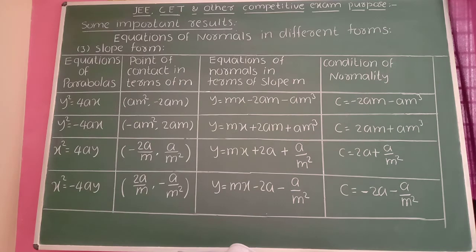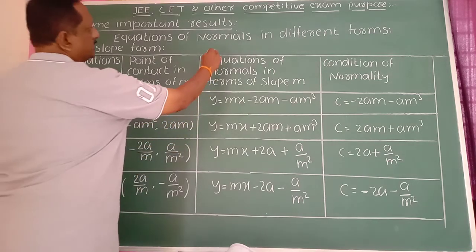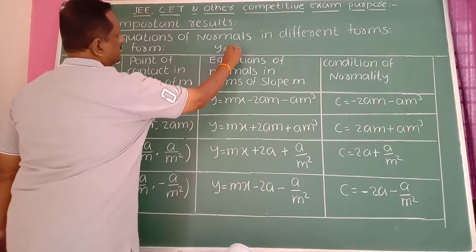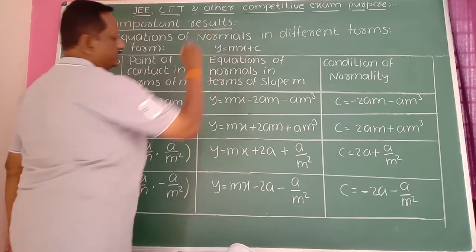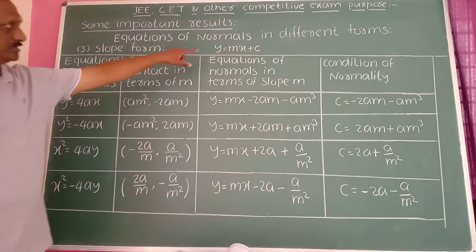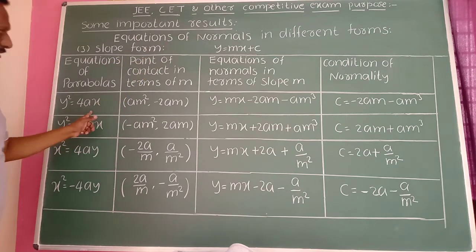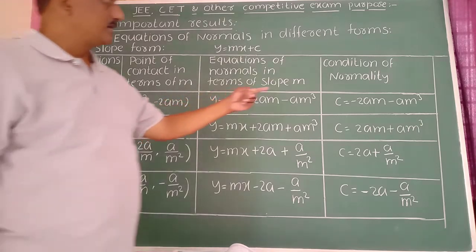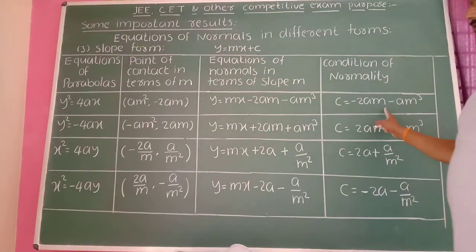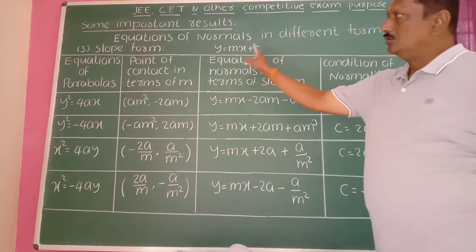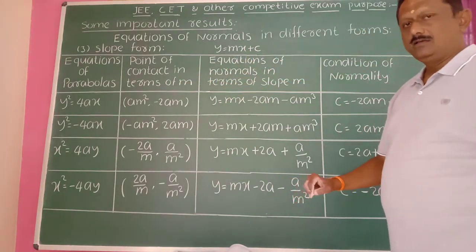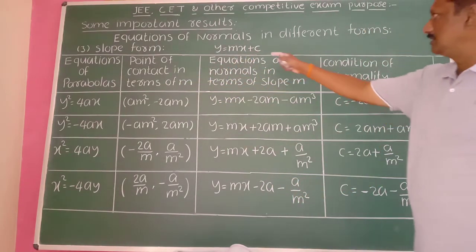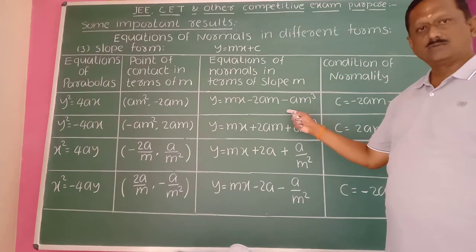Next, the equation of normal in slope form. Again, these are the parabolas. Suppose y is equal to mx plus c is the equation of normal. If this is a normal to this parabola, then this is the point of contact. And if this condition is satisfied, then only this line is normal to that parabola. Therefore, replacing this c, we get the equation of normal.